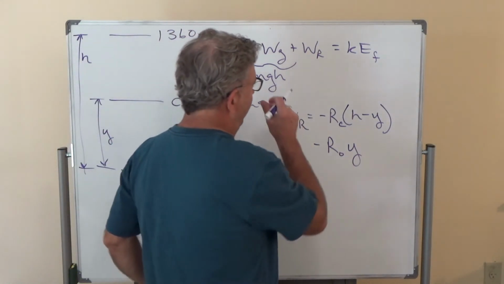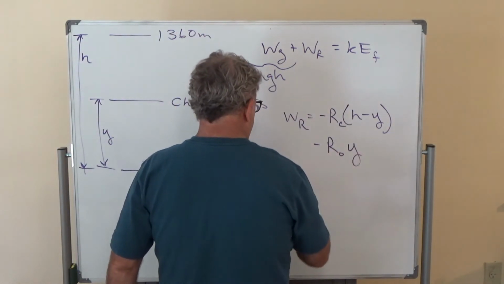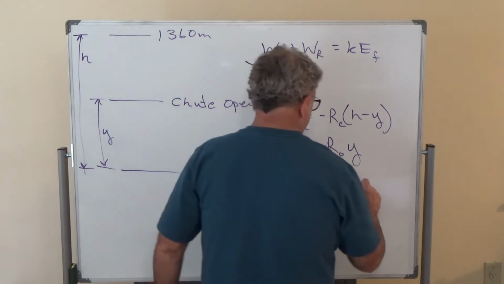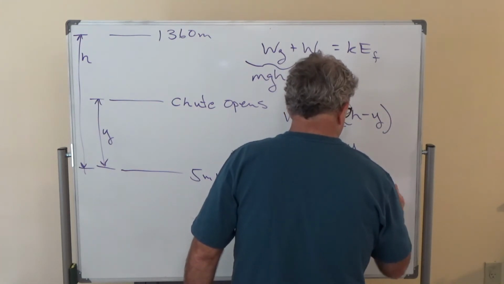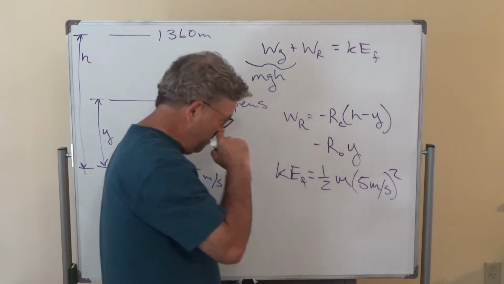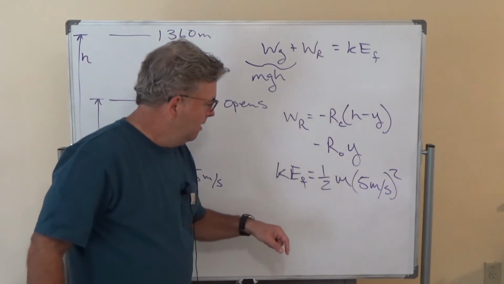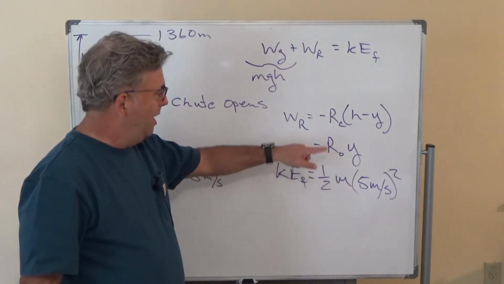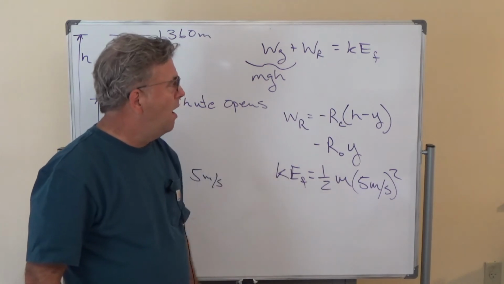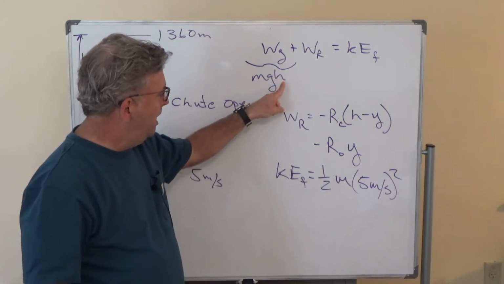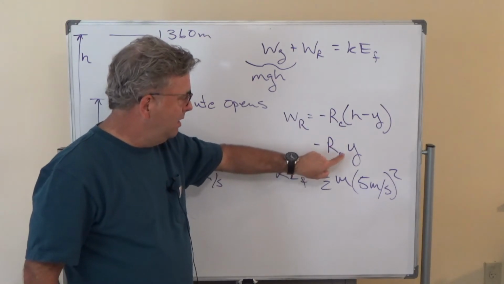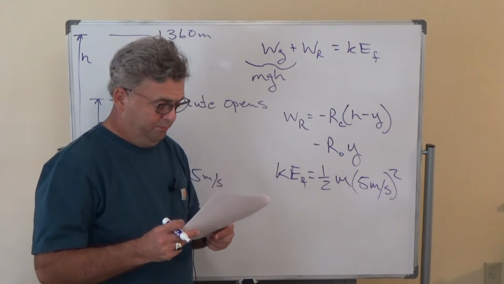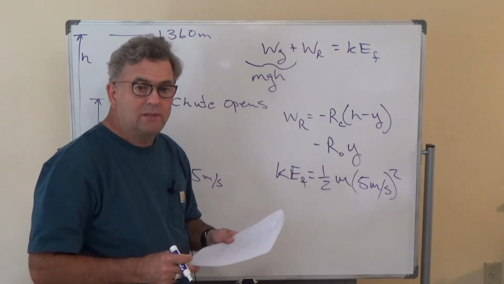So now for KE final, this is 1/2 m times 5 meters per second squared. So that's KE final, whatever your mass is and whatever your velocity is. Now you just solve for the only unknown, y, because you have mgH, you know H, you know these, and you solve for y. Does that make sense?